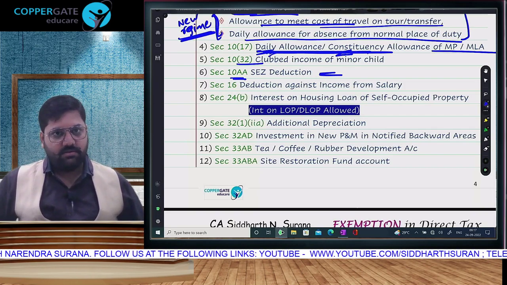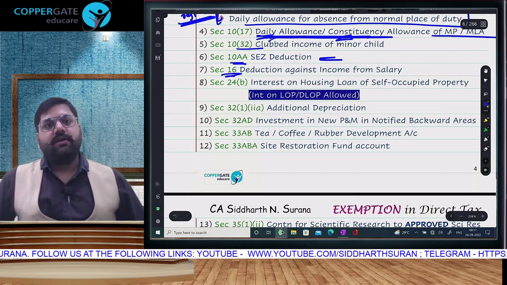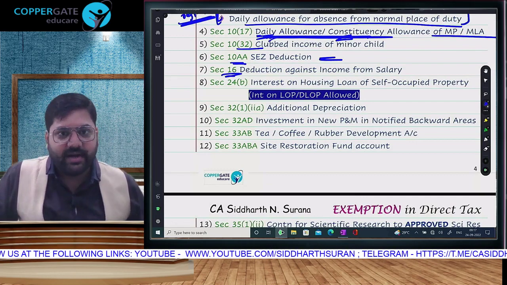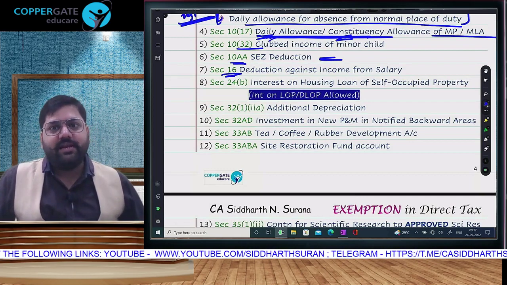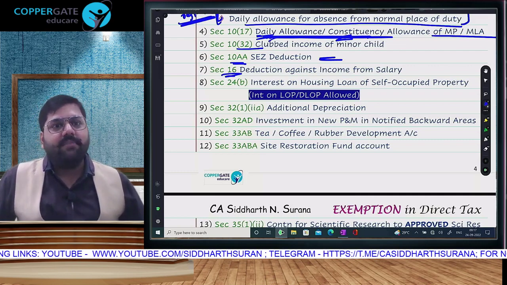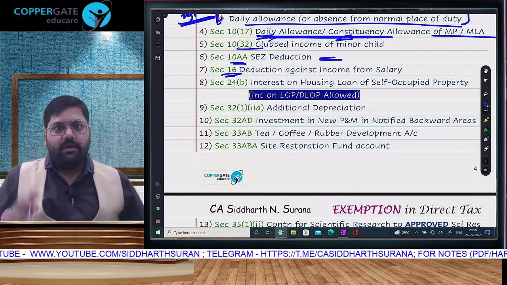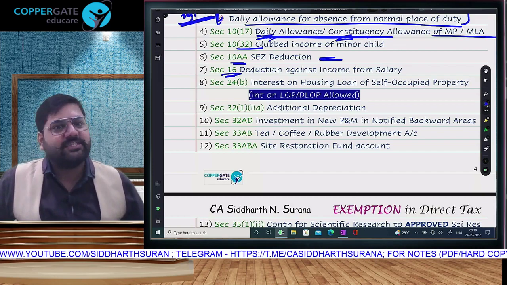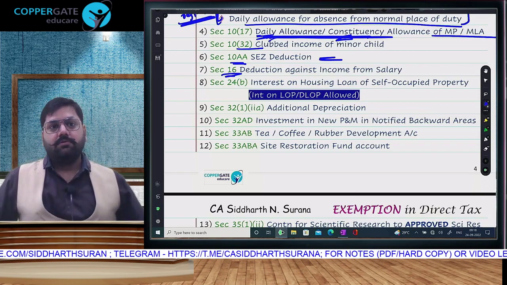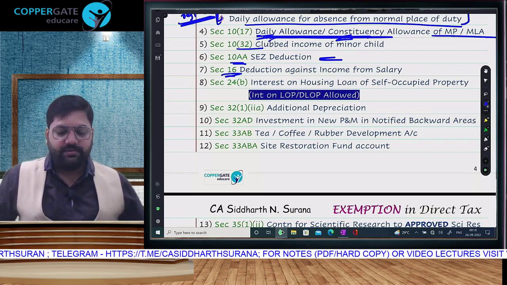Next, section 16, the deductions from salary. We get 3 deductions. There is something called standard deduction, actual salary or 50,000, whichever is lower. There is entertainment allowance deduction, which is available only to government employees. And there is a deduction called professional tax paid. These 3 deductions are against which income? Salary. Allowed in old regime, not allowed in new regime.